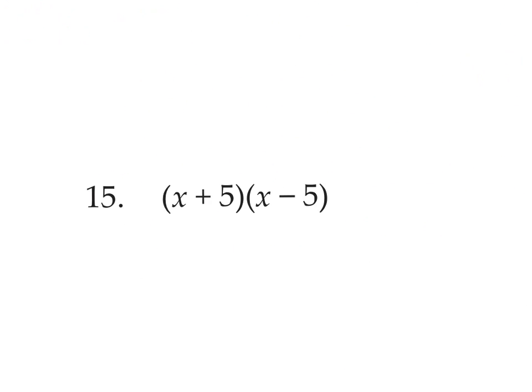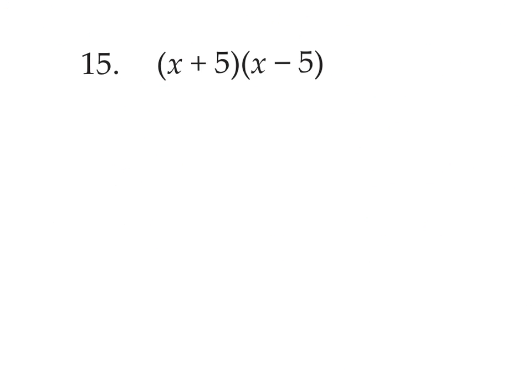All right, on number 15. We're back to binomials still. We're going to do double distribute. We talked about this a little bit in the lesson. If you notice, these two binomials are identical, but they have different signs. So something special happens when you have these two binomials with just opposite signs.